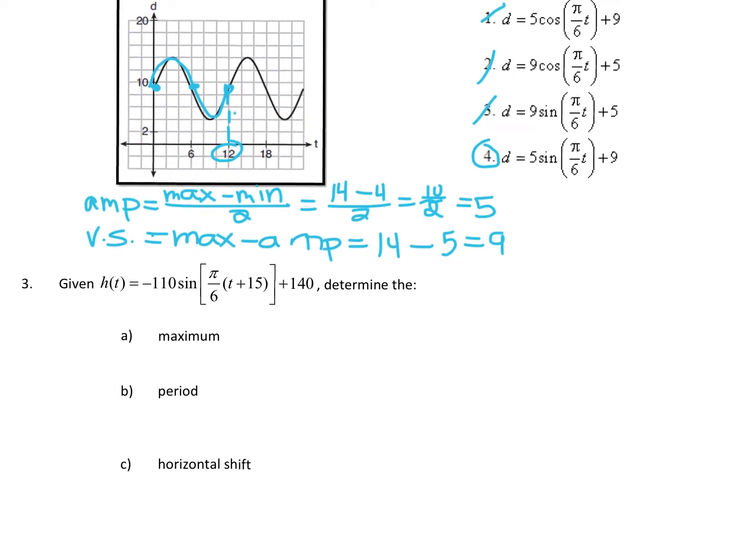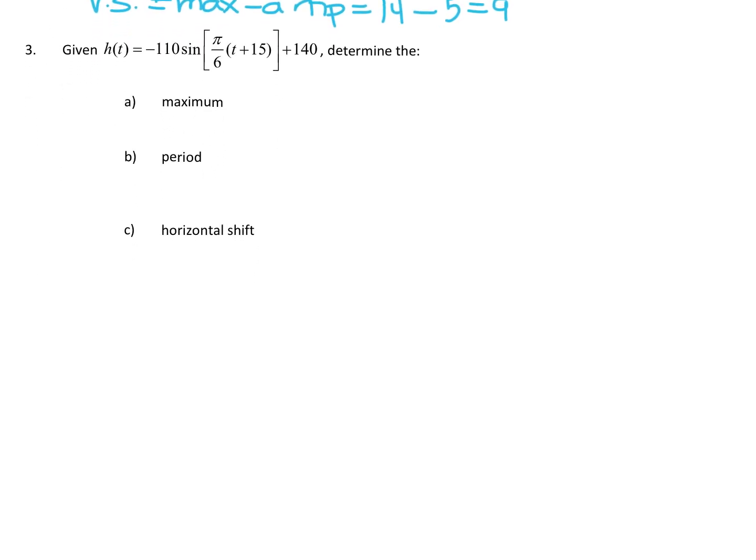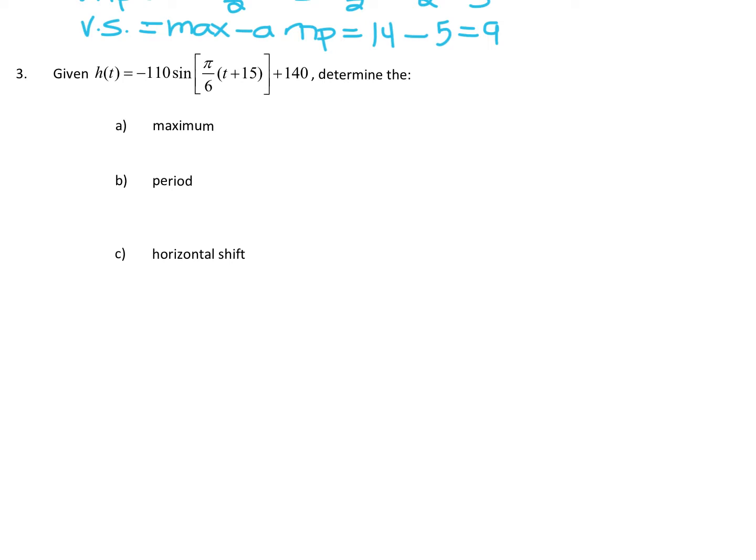All right, number 3. All right, so given this equation, they want us to determine these 3 things. Okay, so the maximum, I'm going to use our formula for maximum. The maximum is equal to the vertical shift plus the amplitude. Okay, so our vertical shift is 140, right? It's the number that's being added or subtracted to the end of the function.